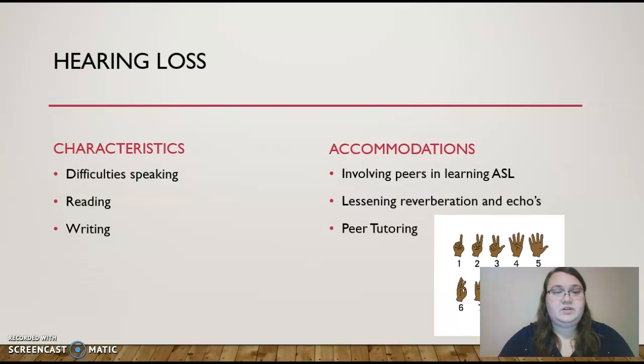Also, giving them a peer tutor, so pairing them up with another child that doesn't have a hearing loss or impairment, helps because then they can reference that peer. But also they're usually more comfortable with a peer than when you jump in and help.